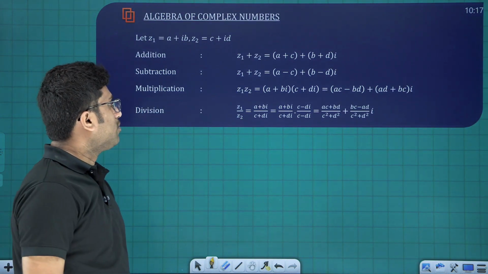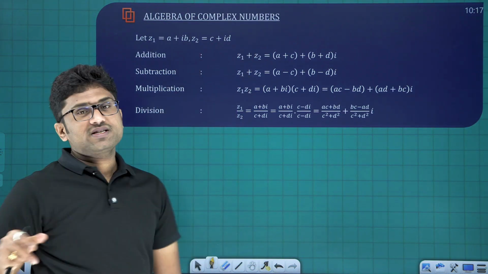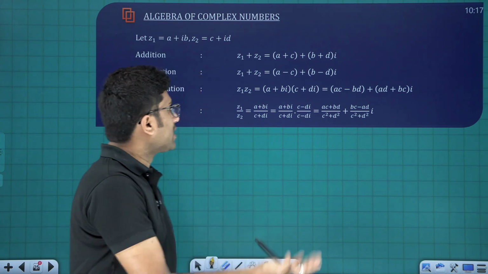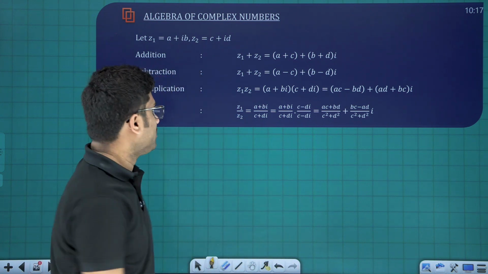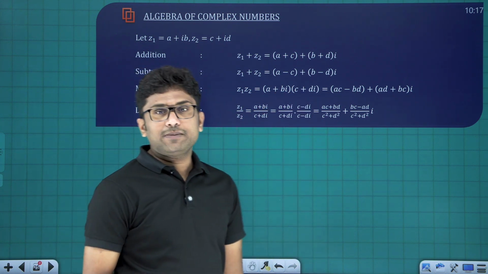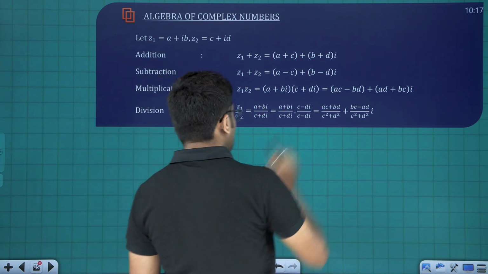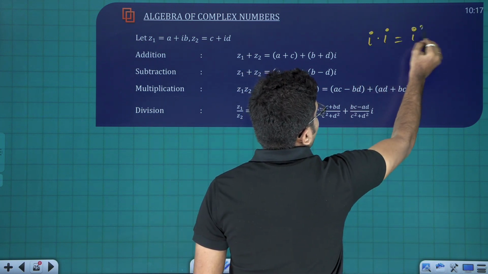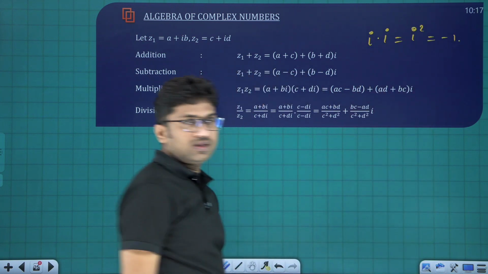Now algebra of complex numbers. Adding two complex numbers is nothing but adding their real parts and imaginary parts. Subtracting complex numbers is subtracting their corresponding real parts and imaginary parts. Multiplying is like multiplying two binomials, friends. But when you come across i into i, we write it as i square. i square value is minus 1. This is the only thing that we have.